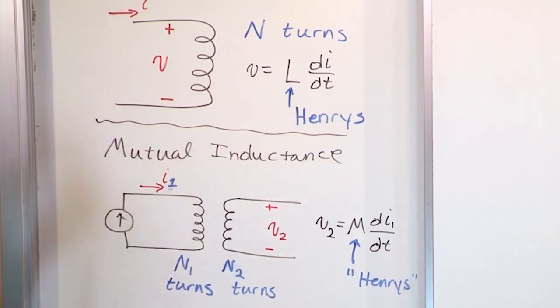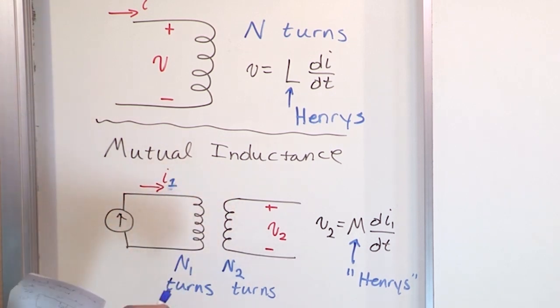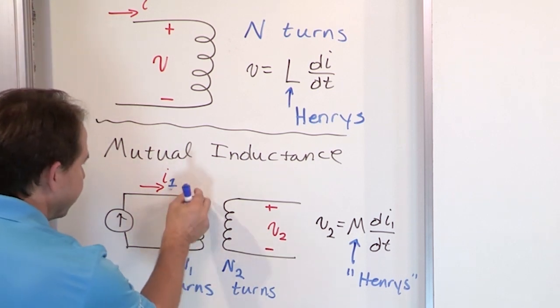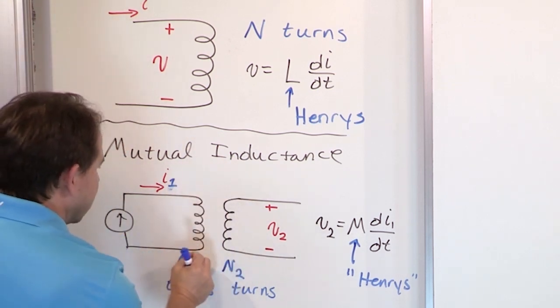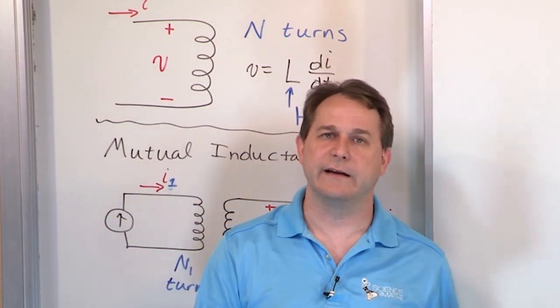All right? Now the interesting thing about this, this is more or less what a transformer looks like. Now, I'm not going to draw it here, but we will when we talk about transformers. You can have iron here, a solid core of iron to make the magnetic field stronger and concentrated.